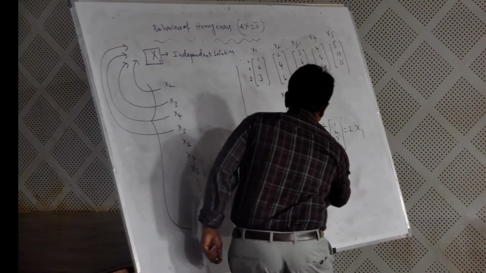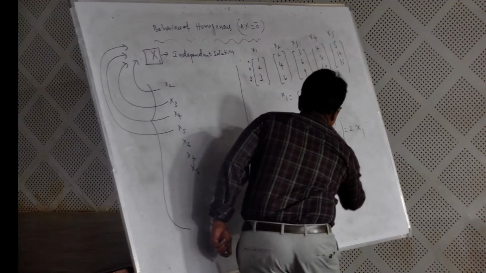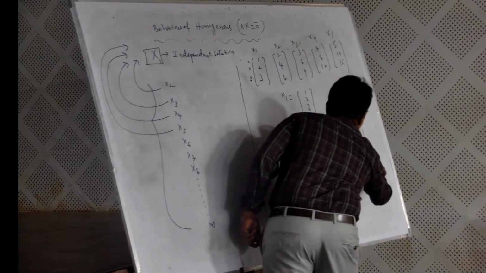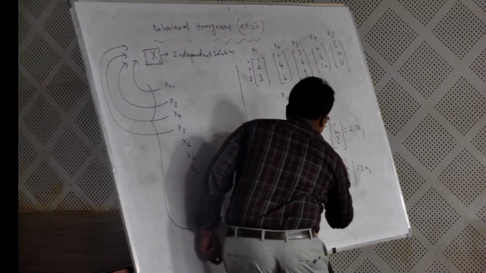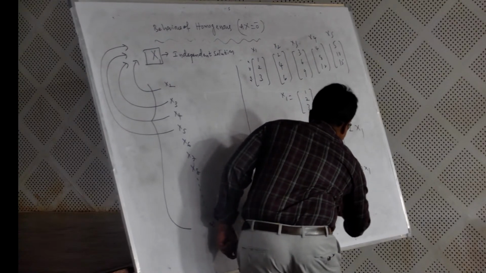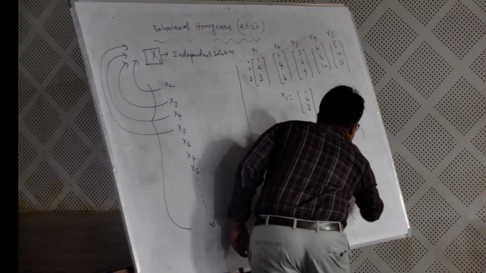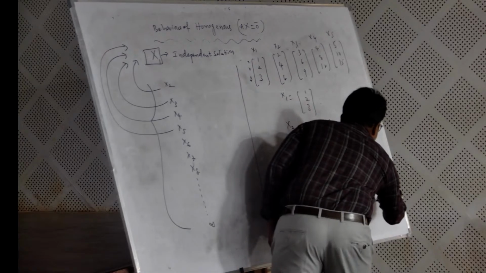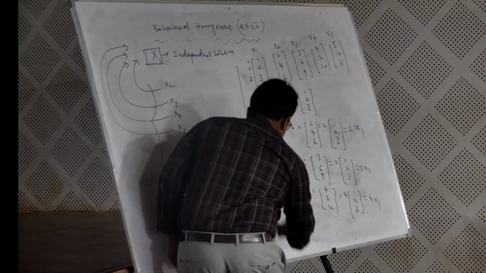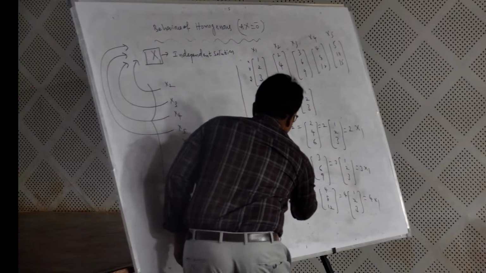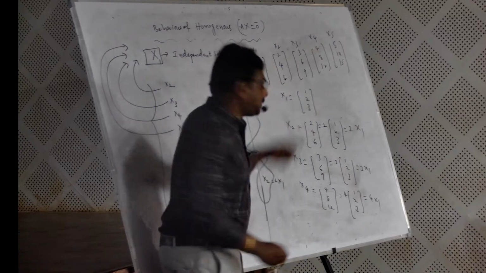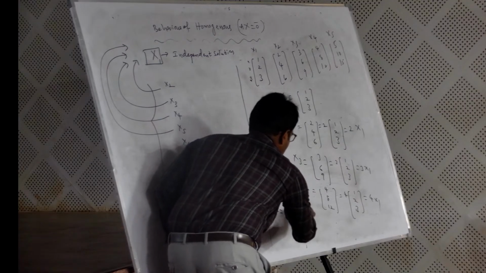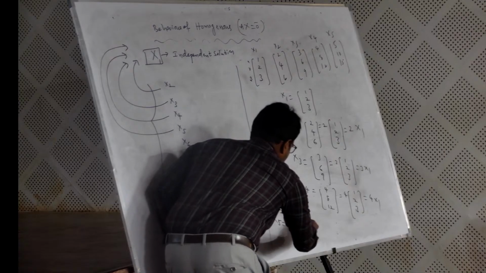What is x3? 3, 6, 9: 3 times 1, 2, 3, which is 3 x1. x4 is 4, 8, 12. Take 4 common. Once again 1, 2, 3, so 4 x1. Therefore, what is x2? x2 is 2x1, then x3, x4, x5, x6.